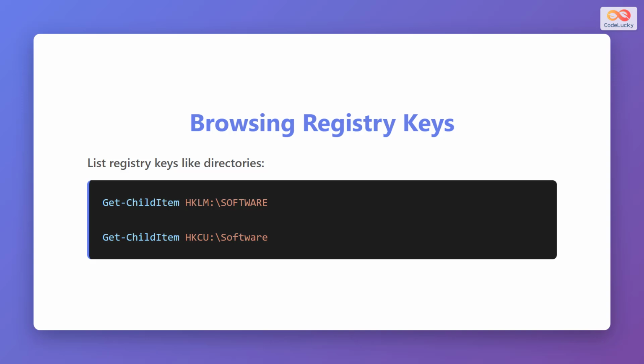After navigating to a registry drive, you can list registry keys using Get-ChildItem, which works exactly like listing directories. For instance, Get-ChildItem HKLM:\software shows all the subkeys under the software key in local machine. Similarly, Get-ChildItem HKCU:\software lists subkeys in the current user's software section. This familiar syntax makes registry exploration intuitive for anyone comfortable with file system navigation.